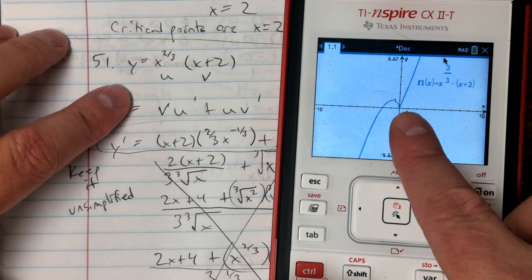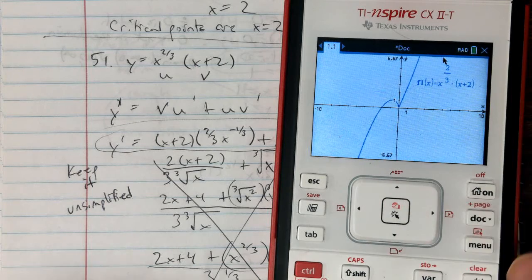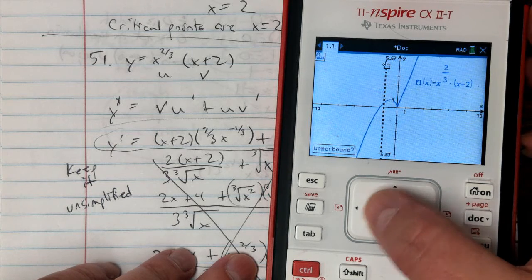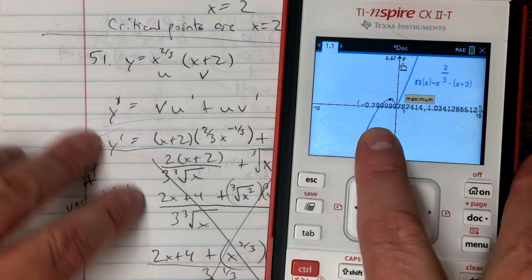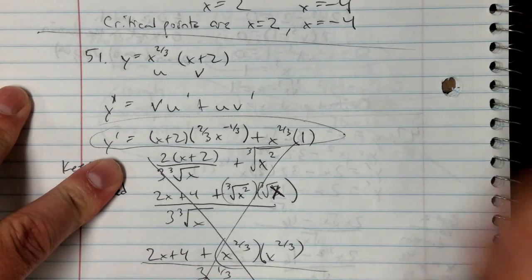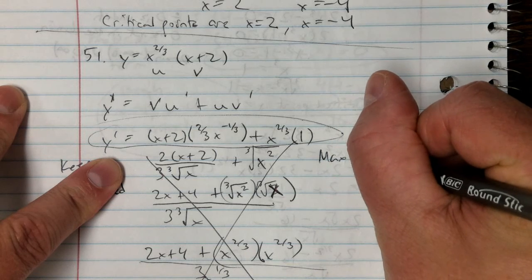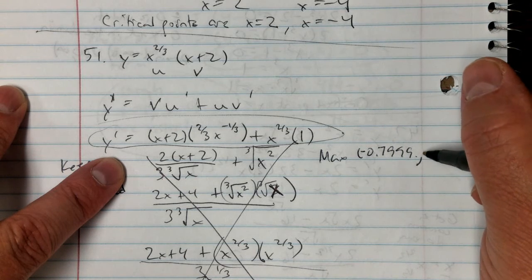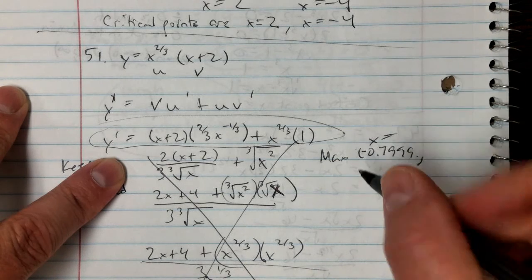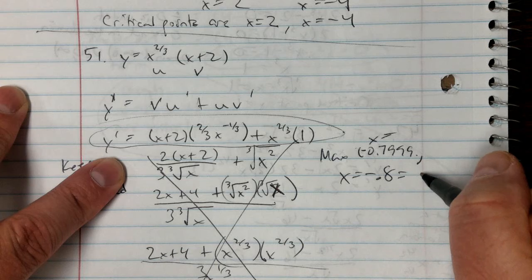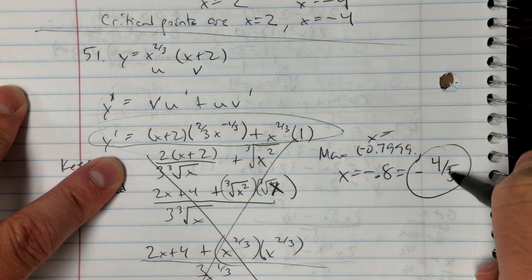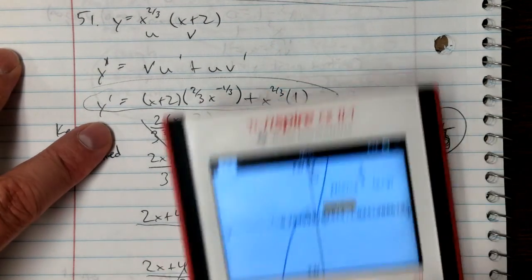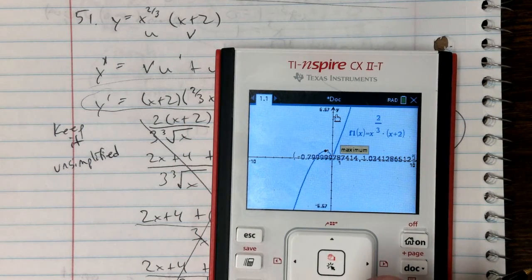And so you have a maximum at negative 0.7999. Well, I'm just going to put x equal. And so that's going to be x equal negative 0.8, which is the same as negative 4/5. So x equal negative 4/5 is a critical point. And the other one is at 0 because that's where it changes direction.